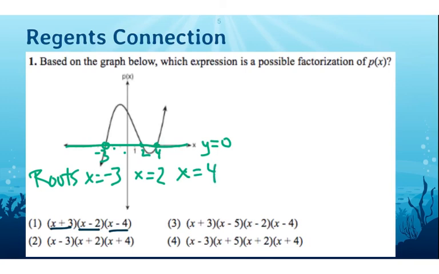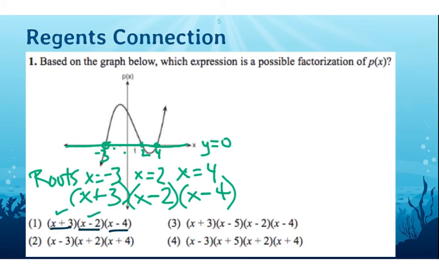So I've got 3 intersections, 3 roots, and if you remember, the roots are the opposite sign of what's inside the parentheses. So I would be looking for x plus 3, x minus 2, and x minus 4. Always the opposite sign. So I see x plus 3, x minus 2. Oh, well, that's pretty easy. So it would be this one.